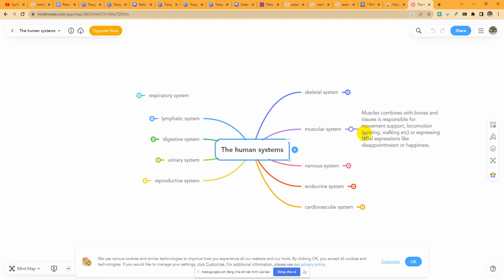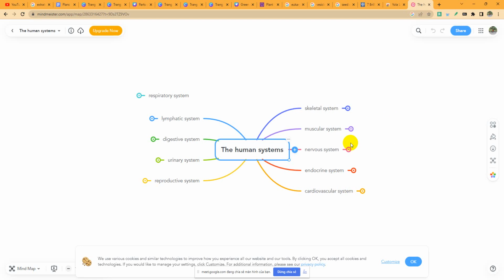Or maybe just imagine that when you are happy, when you're ecstatic about something, your eyes will light up and the muscles in your hand will just rise up and down because you are so excited and so enthusiastic about something. So that's the muscular system.